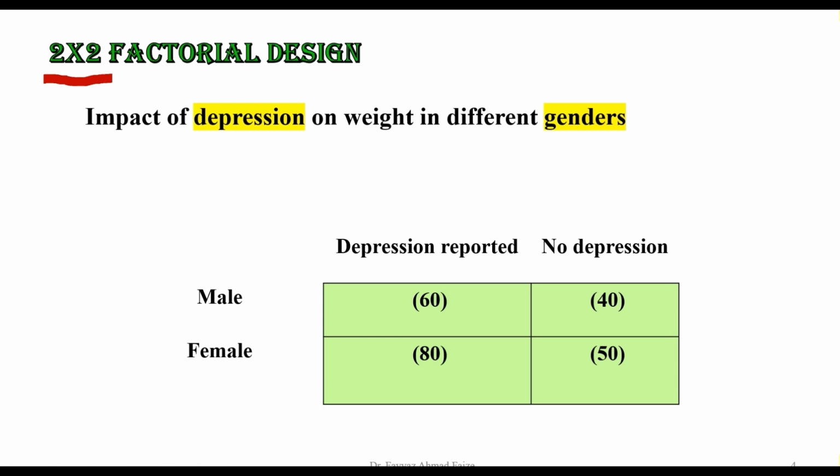Here is a simple illustration of the factorial design, and this is called a 2 by 2 factorial design. So what do we mean by 2 by 2? This means that we have two levels for each independent variable. Because there are two levels for gender and two levels for depression, it's a 2 by 2 factorial design. So this is how a factorial design looks.